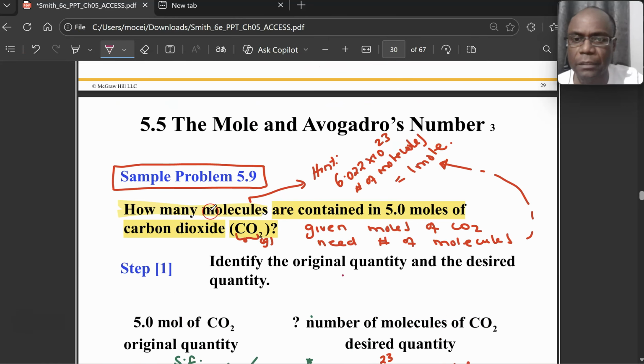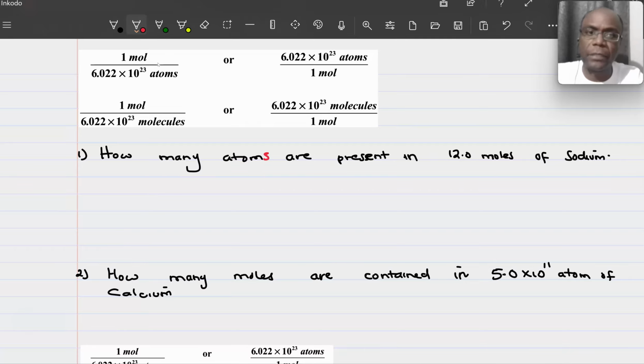Let us do some examples of the relationship between the mole and number of particles, which is Avogadro's number. Question number 1: how many atoms are present in 12 moles of sodium? So we are given moles of sodium. We need number of atoms.